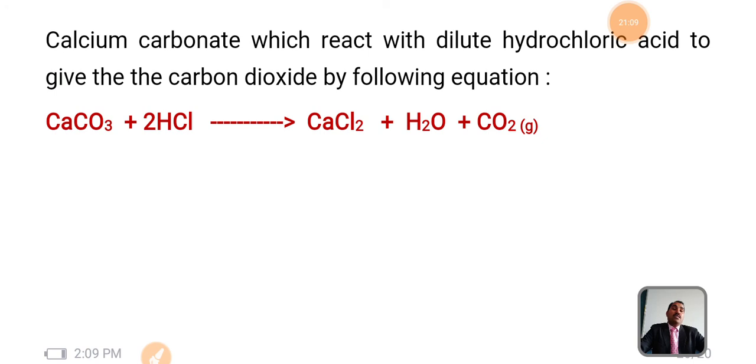And if you want to test this carbon dioxide, meaning if you want to prove that the produced gas is carbon dioxide only, then you have to pass this carbon dioxide gas into lime water. If lime water becomes milky, then it is confirmed that this evolved gas is carbon dioxide only.